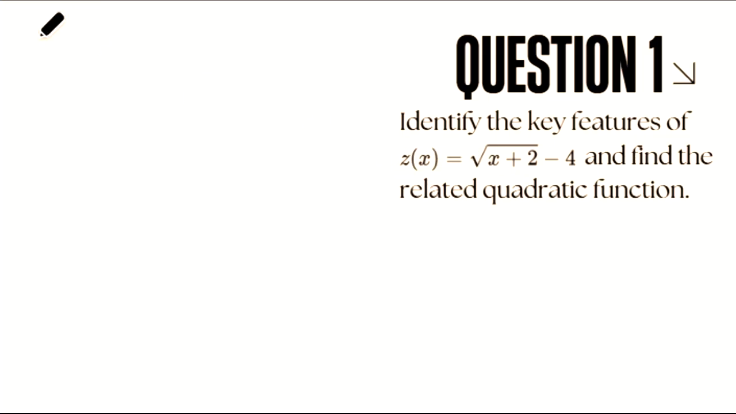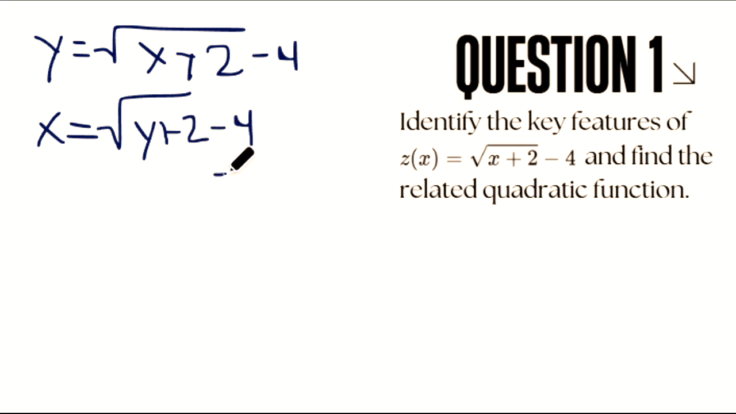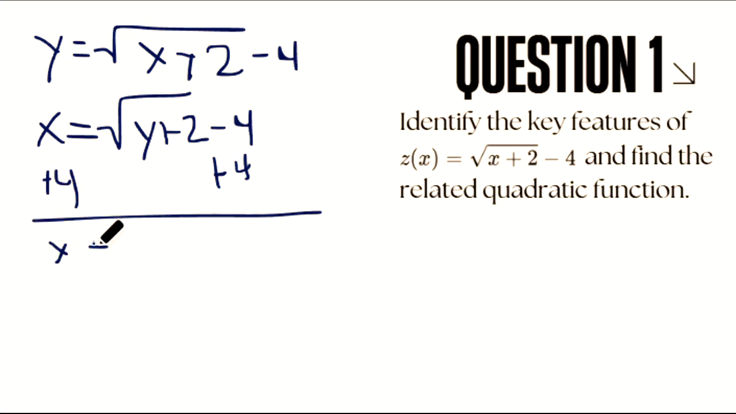So first change the function into a y. Y is equal to the square root of x plus 2 minus 4. And then we're going to switch x and y. So x is equal to the square root of y plus 2. My pluses are doing well. Get y by itself, deal with the simplest, which is the 4. So now we have x plus 4 is equal to the square root of y plus 2.